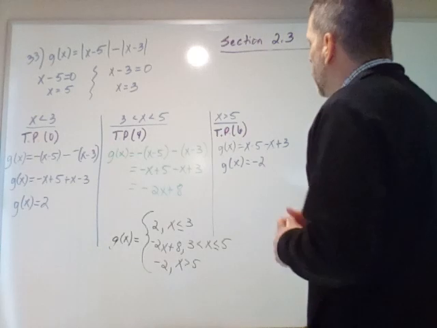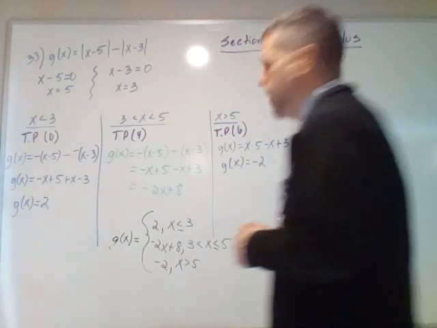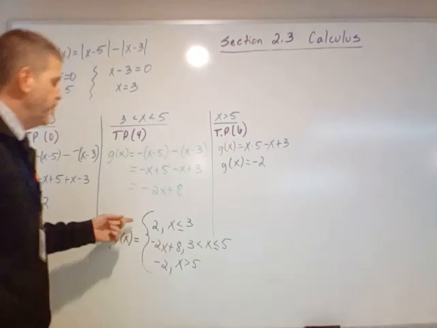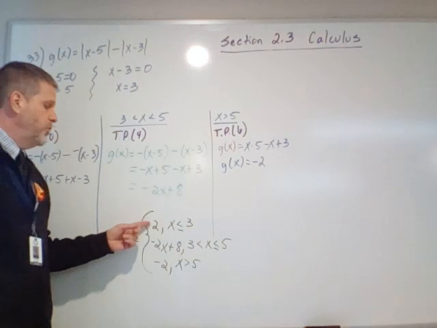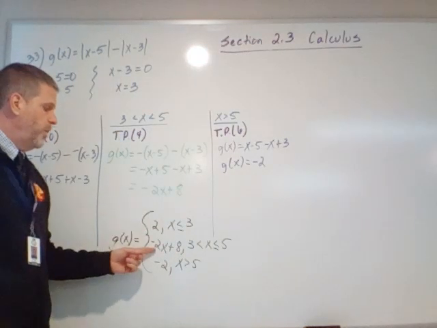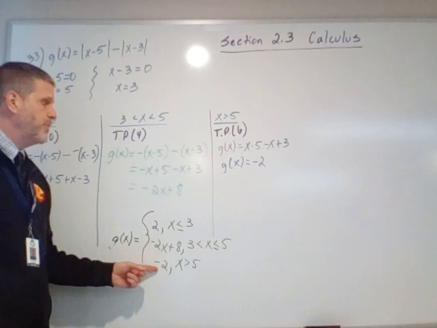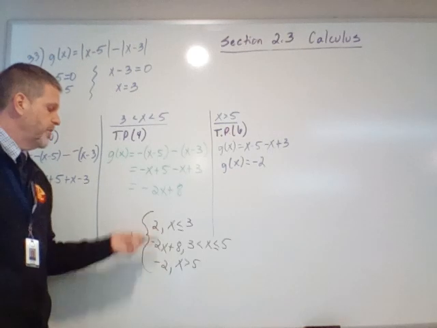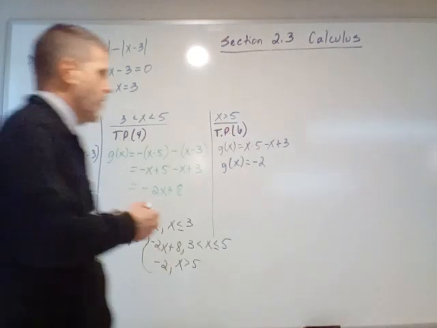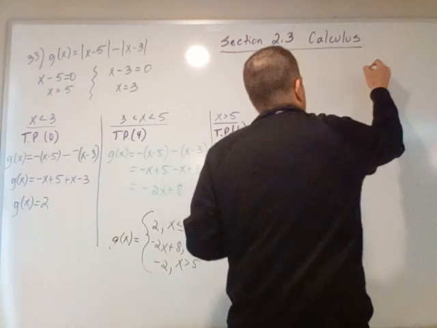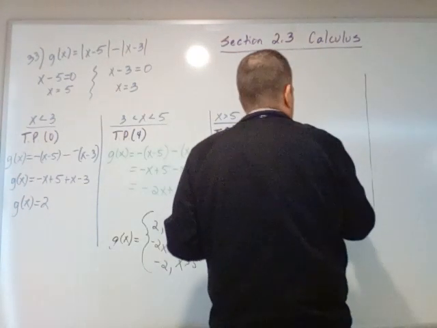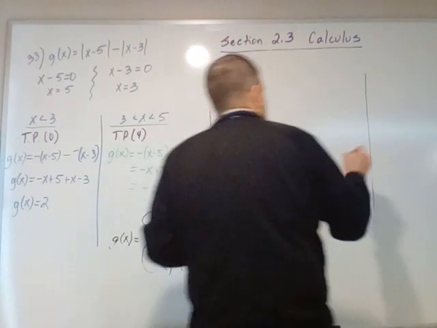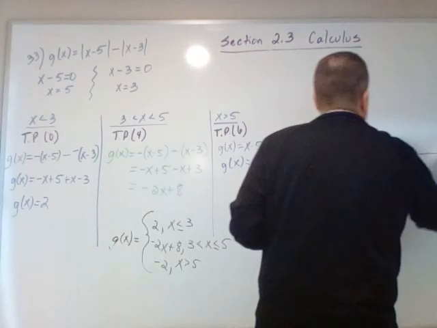Okay, so now we need to graph this. And we've got 3 different pieces now to graph. We've got 2, the negative 2x plus 8, and the negative 2. And we've got some different values, so to speak. But because we have these 2 horizontals here at 2 and negative 2, this graph is probably going to be pretty straightforward once we get to our values.